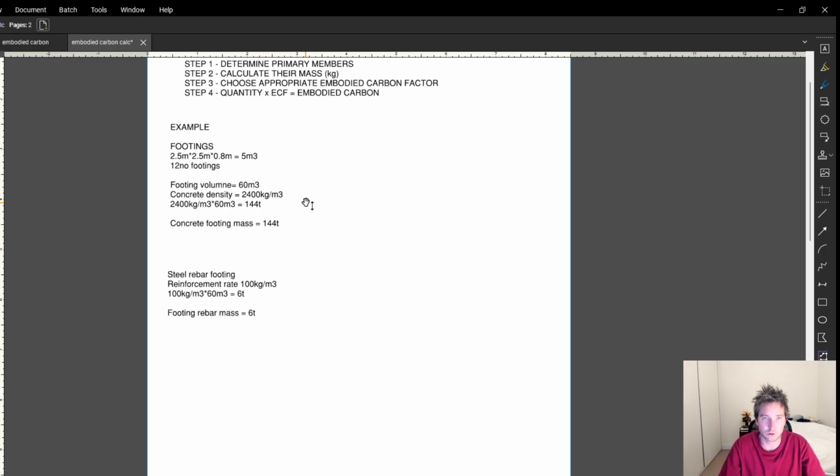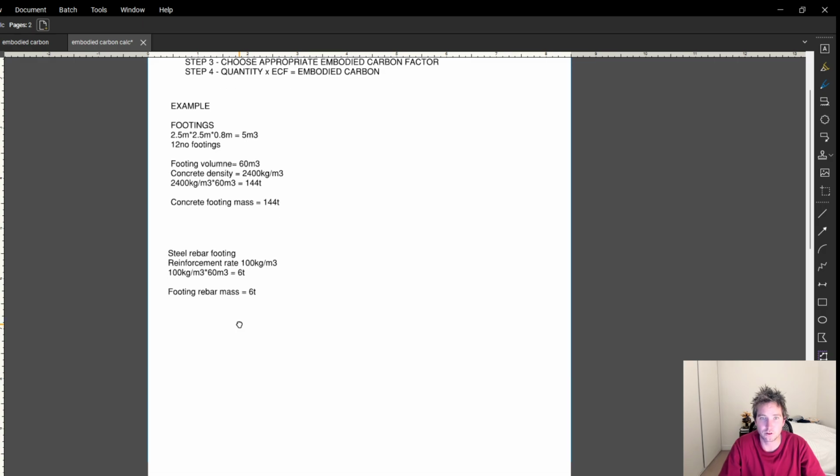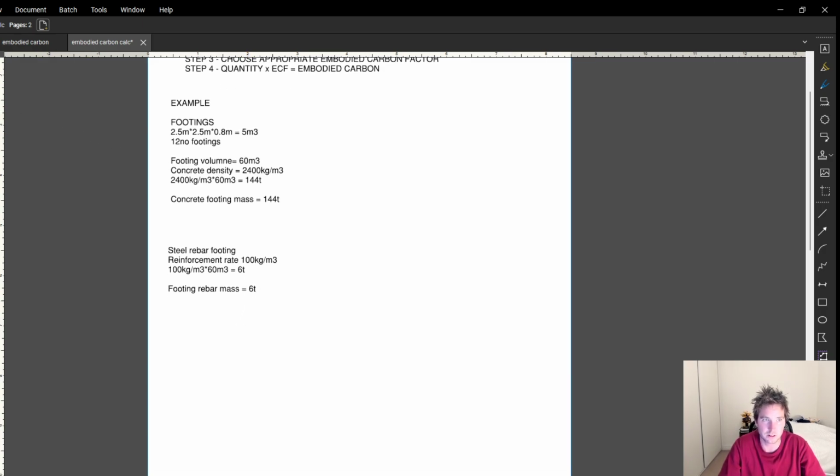So for the reinforced concrete footings, we've got 144 ton of concrete for the footings, and we've got 6 ton for reinforcement in those footings.